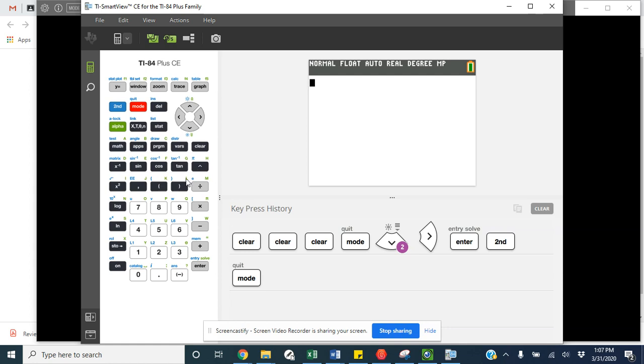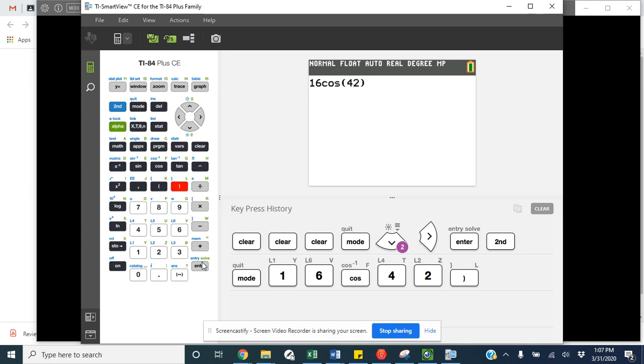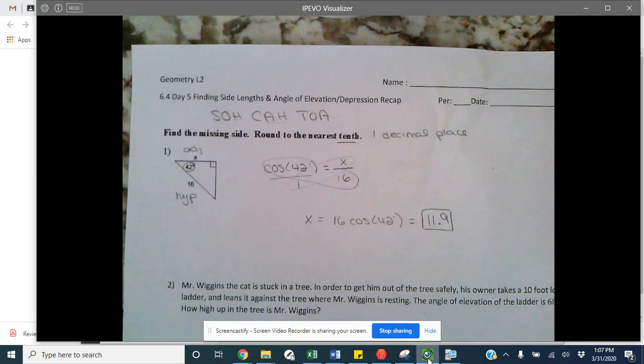And now let's type in what we got, which was 16 cosine of 42 degrees. And we got 11.89. So if it's 11.89 and we want 1 decimal place, we look to the second decimal place. If it's 5 or greater, we round up. 9 is greater than 5, so it's going to be 11.9. And we don't know what the units are, so we can just leave it as so.